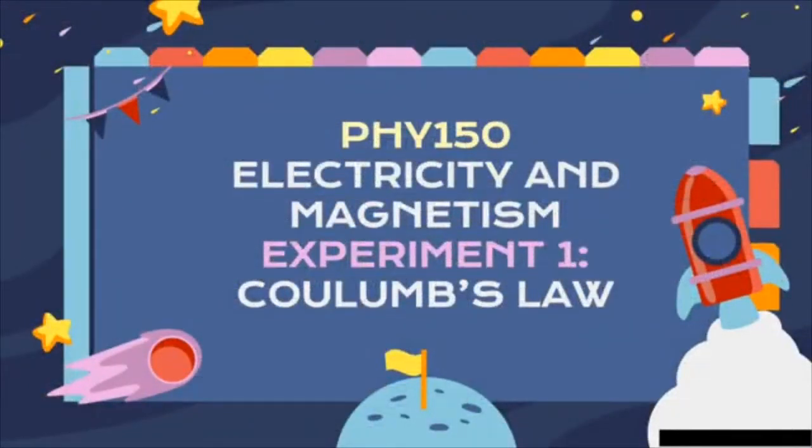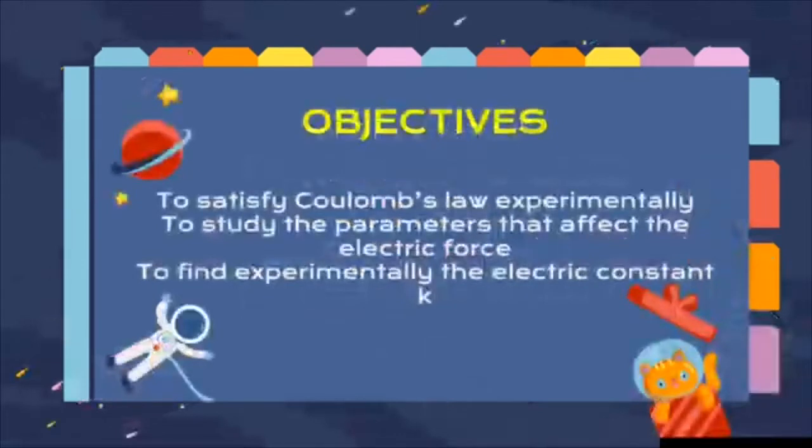Physics 150 Electricity and Magnetism, Experiment 1: Coulomb's Law. Objectives: The first objective is to verify Coulomb's law experimentally. The second is to study the parameters that affect the electric force. The third objective is to find experimentally the electric constant K.